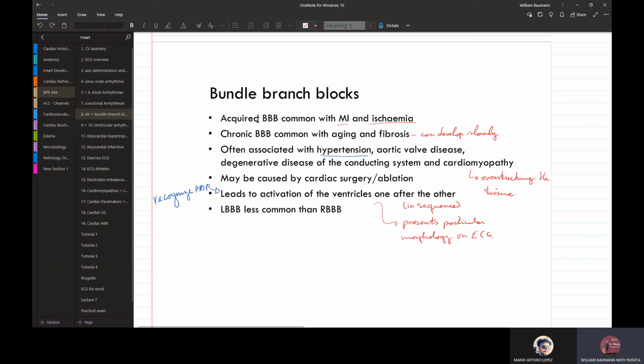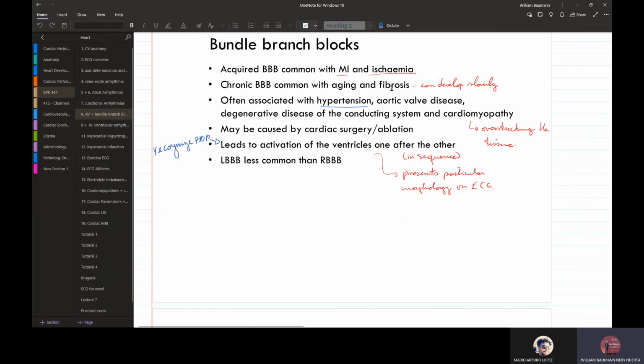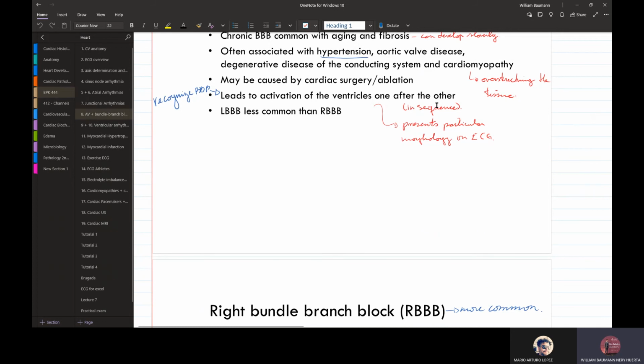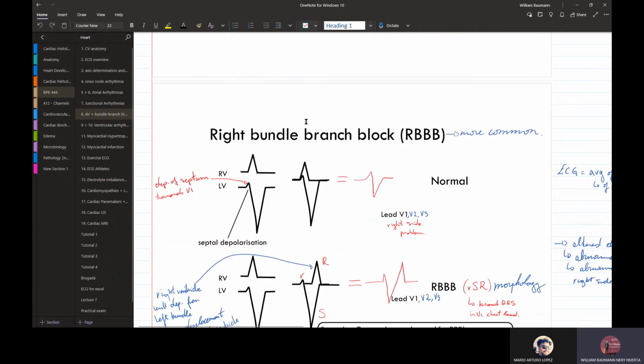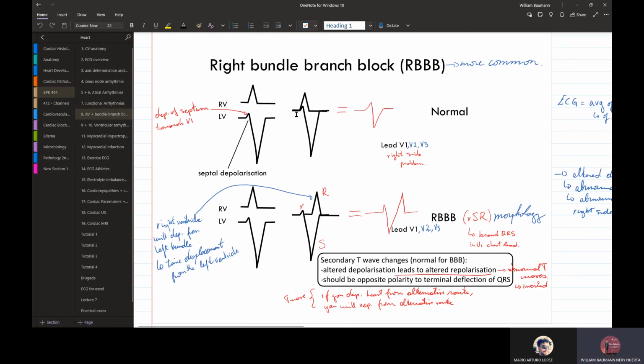They're acquired, but acquired bundle branch block is common with myocardial ischemia. It's also common with aging and fibrosis, as it can develop slowly. It's often associated with hypertension, aortic valve disease, degenerative disease. So it's very, very broad. It may be caused by cardiac surgery, leading to activation of the ventricles one after the other. So this is very characteristic.